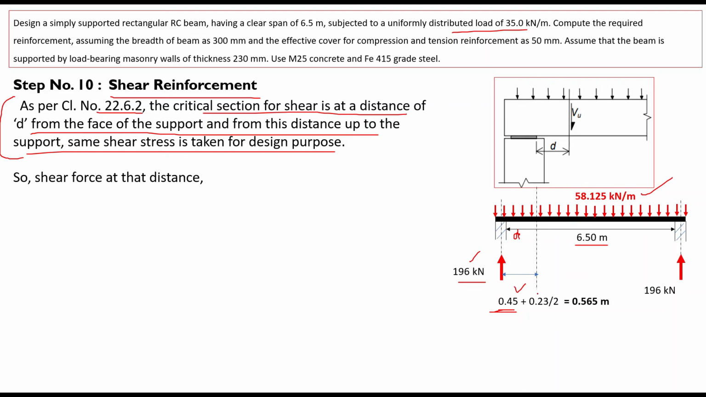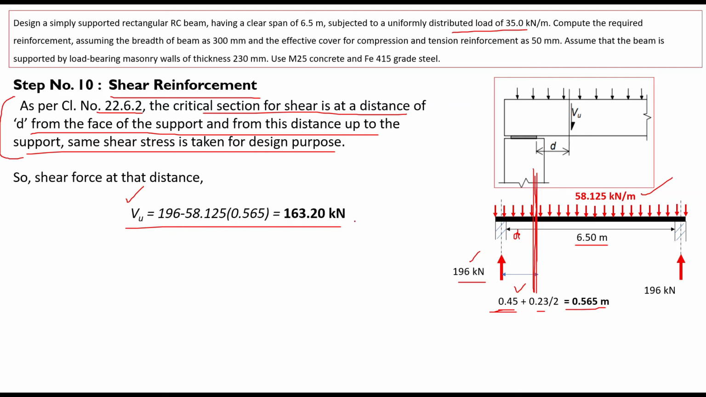Okay. And the width of the wall, that means support, was 0.23, so it is half we are taking here, so it comes out to be 0.565. So that means here we have to find out what is the shear force. This is the critical section. So by applying the theory of structure analysis, we can find out the ultimate shear force at a critical section.